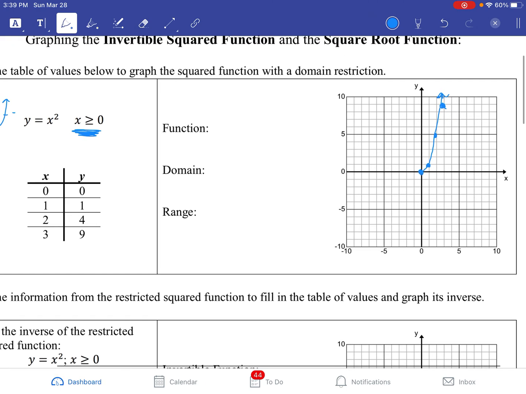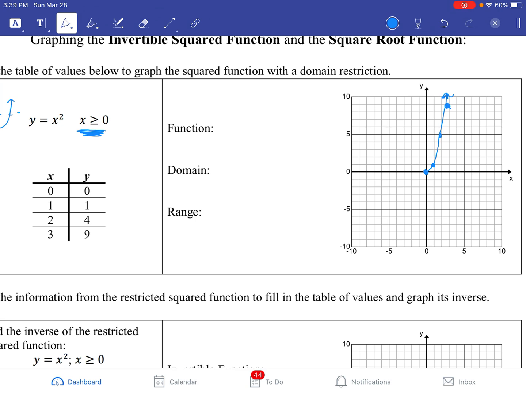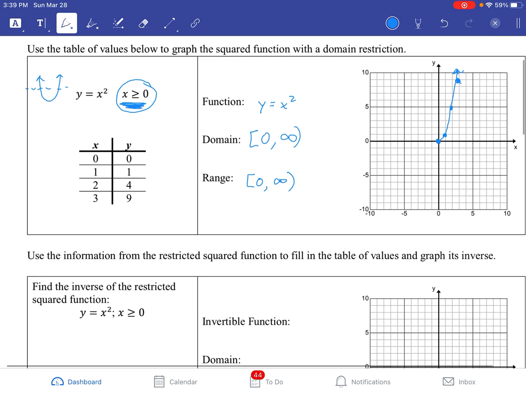So if we look at this, the function is y equals x squared. The domain is all the x values that exist. Written in interval notation, it's going to be [0, infinity). That's the only thing we can use, because if we start using the negative values, it becomes not invertible. For the range, we're looking at the y values that can exist in this problem, and again, we have [0, infinity). Now let's look at what happens if we invert this.